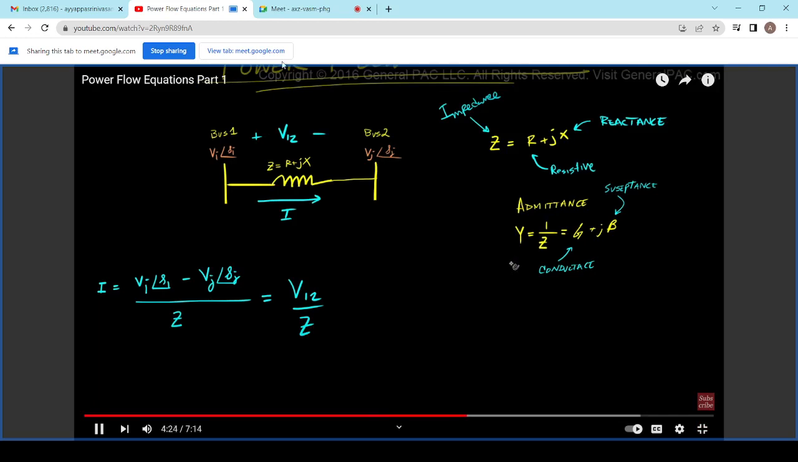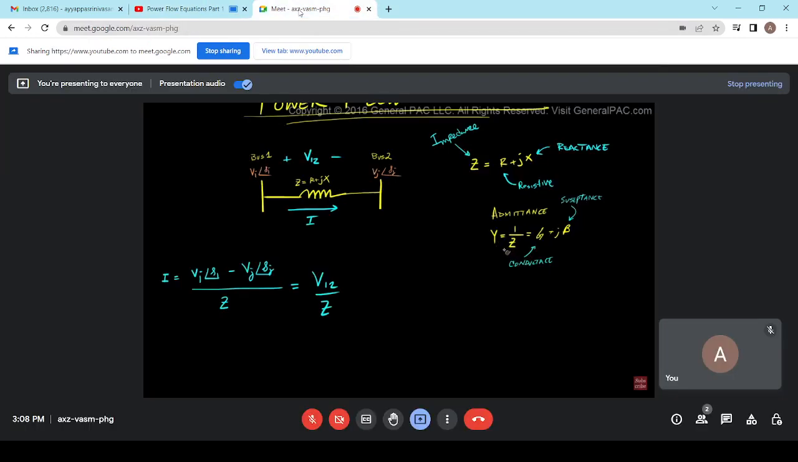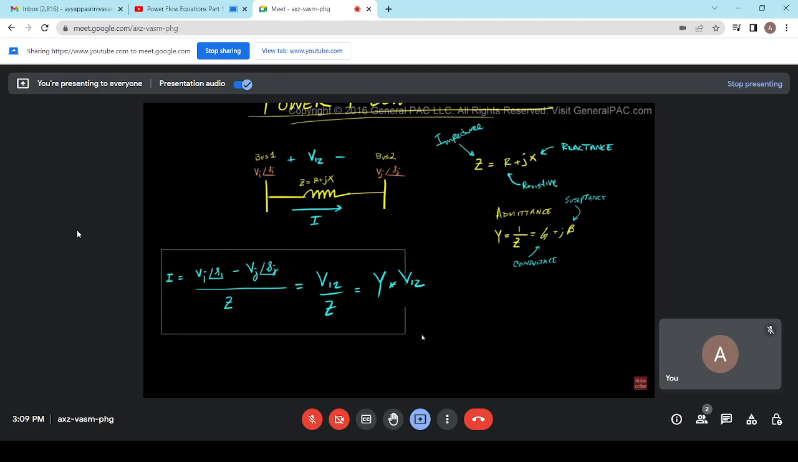Okay, so now let's try to use this admittance. We said the admittance was Y is equal to 1 over Z, okay? So if Y is equal to 1 over Z, then what if we just took Y, the admittance of this transmission line, and then we just multiply that by V12. That still makes sense, because all we're doing is, instead of calling this impedance, we're going to call it admittance. And look, our equation is so much simpler, right? It's just admittance times the voltage drop between bus 1 and bus 2. Now let's make this smaller.